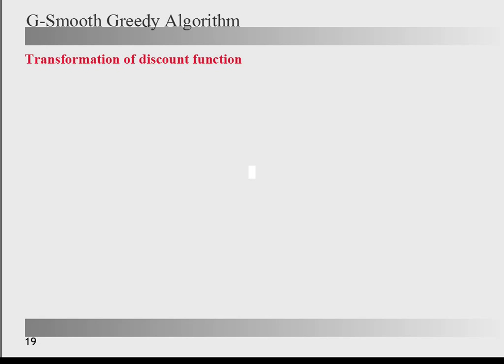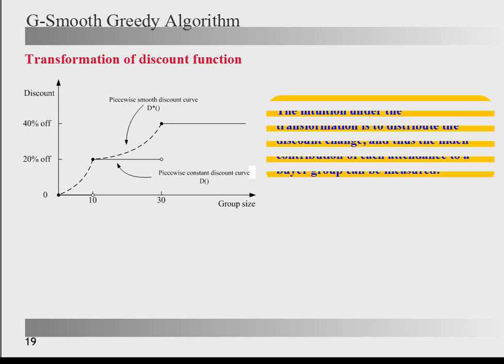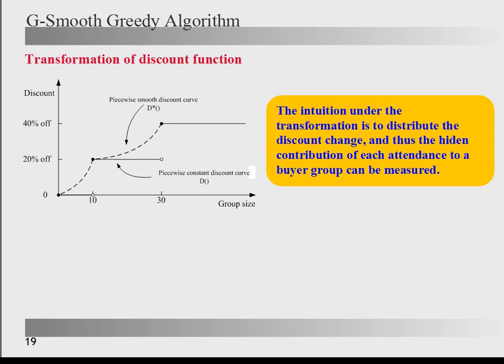Now, let's look into our second greedy algorithm, which is called G-smooth. In the G-smooth algorithm, we use a transformation, rather than the stable bid density introduced in the G-step algorithm, to consider group buying discounts. The intuition behind the transformation is to distribute the discount change, and in this way, the hidden contribution of each attendance to a buyer group can be measured. The figure on the right gives an illustration.